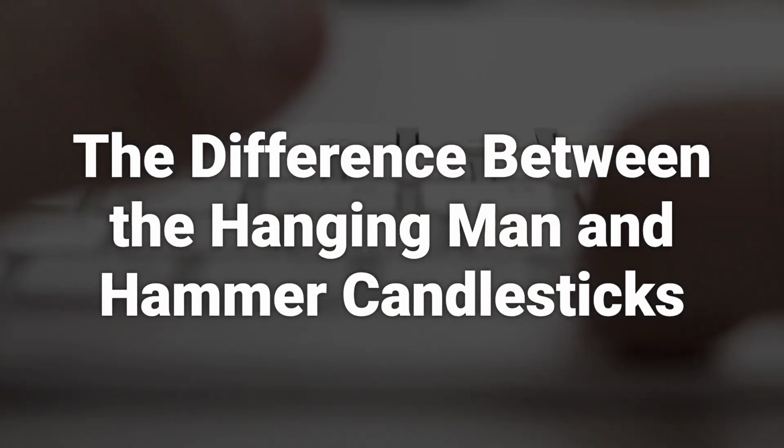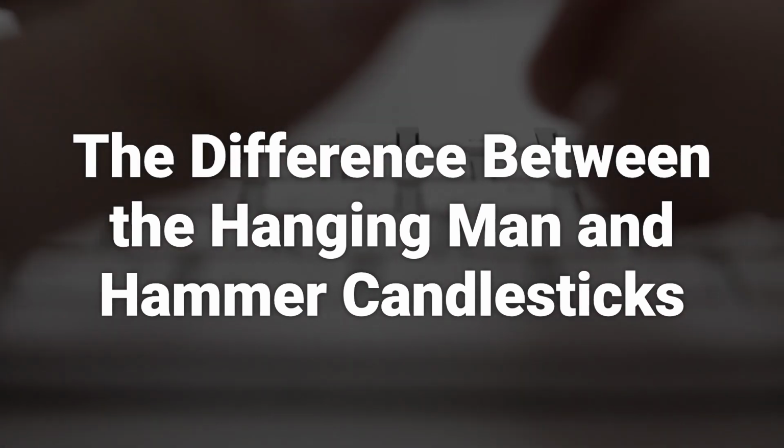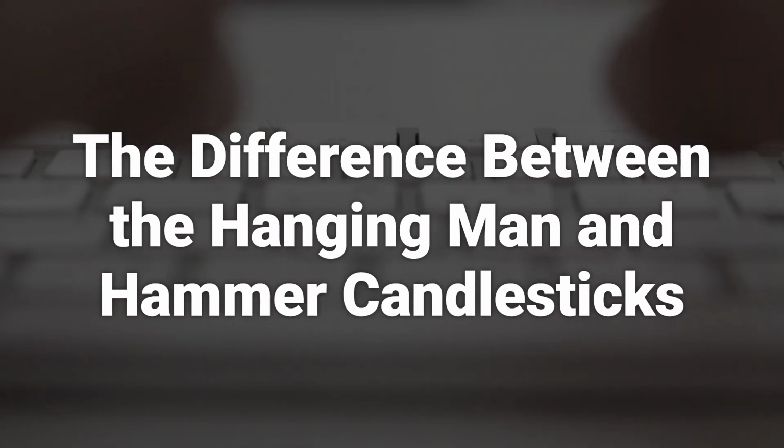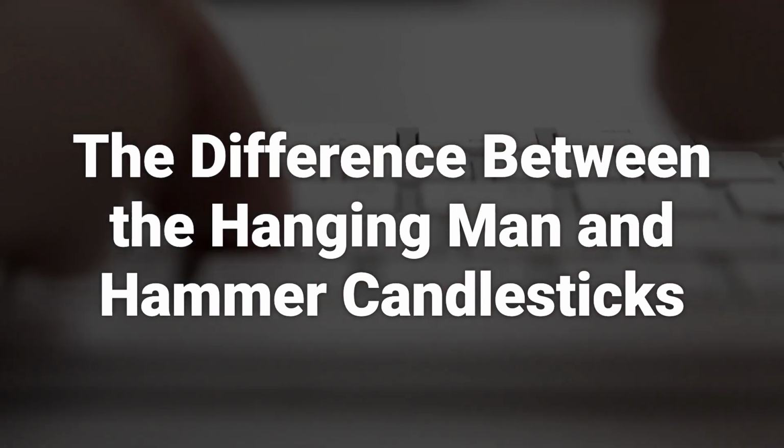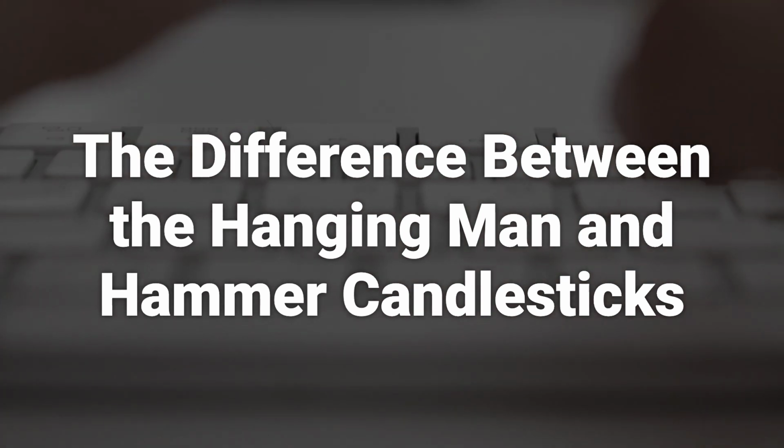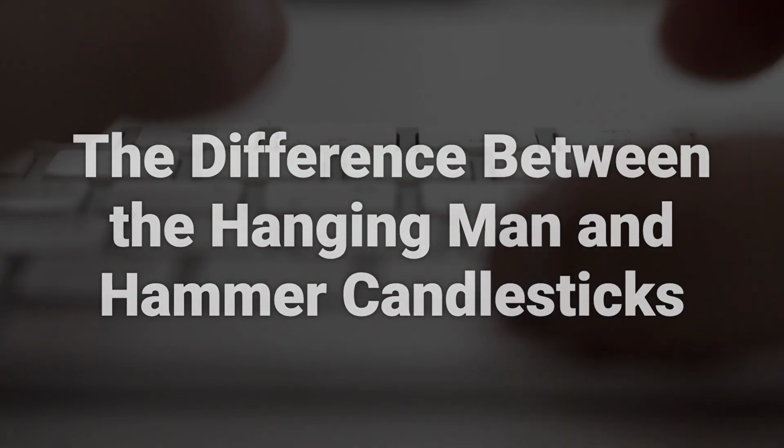The hanging man and the hammer candlesticks look identical. The only difference is the context. The hammer is a bottoming pattern that forms after a price decline, while the hanging man occurs after a price advance and warns of potentially lower prices to come.